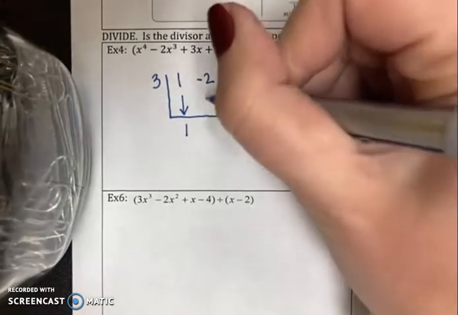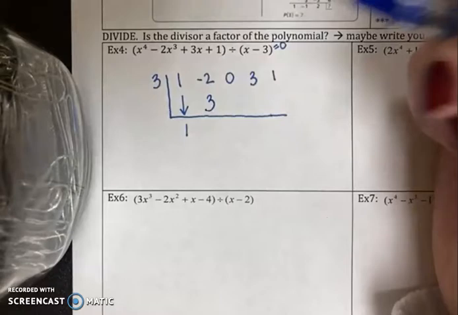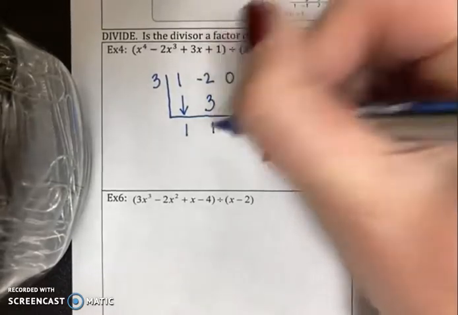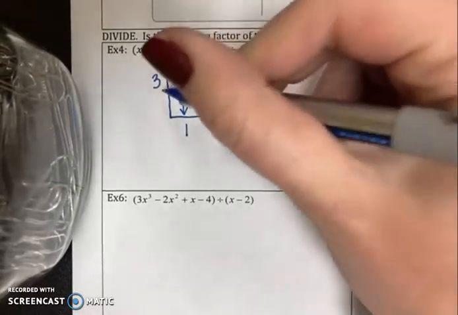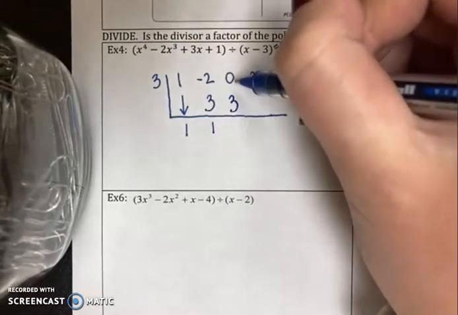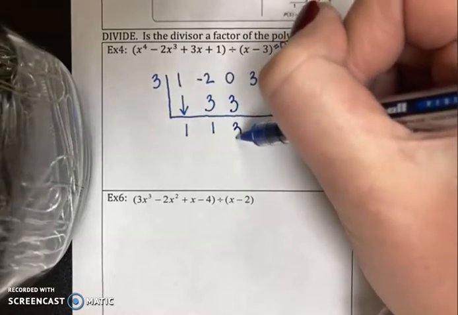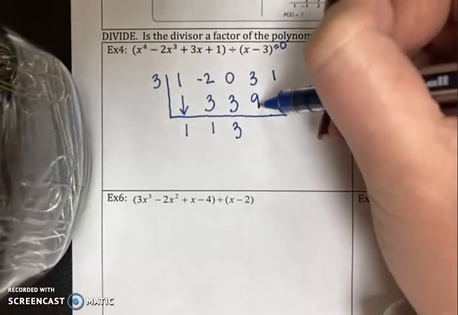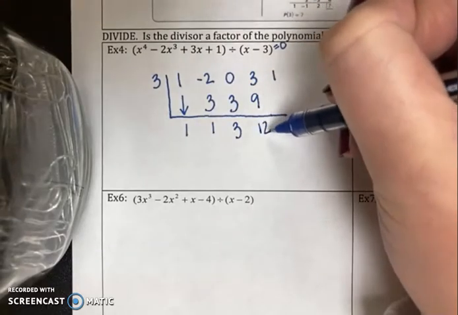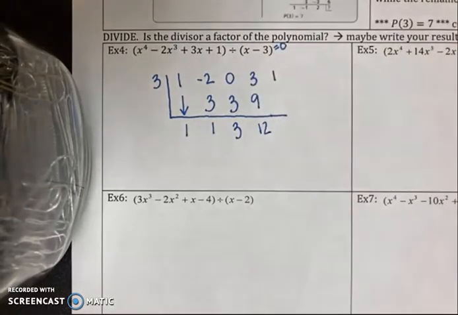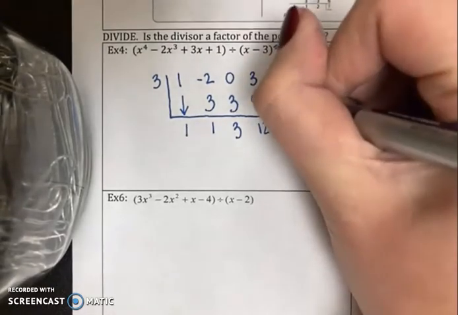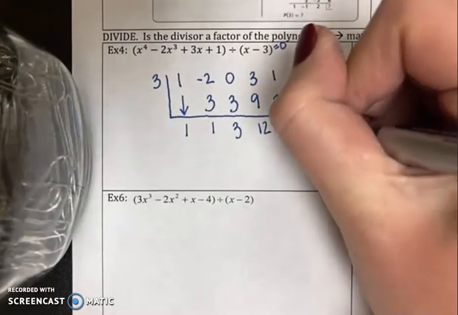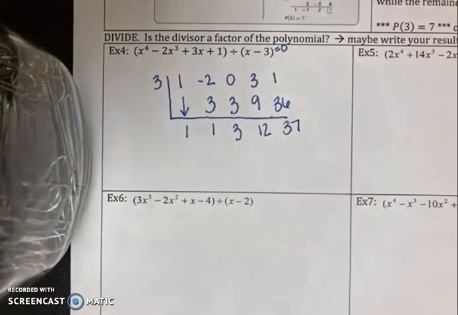1 times 3 is 3. -2 plus 3 is 1. 1 times 3 is 3. 0 plus 3 is 3. 3 times 3 is 9. 9 plus 3 is 12. 12 times 3 is 36. 36 plus 1 is 37.